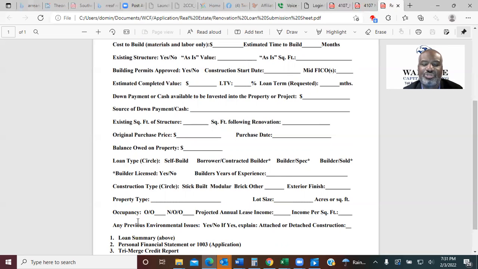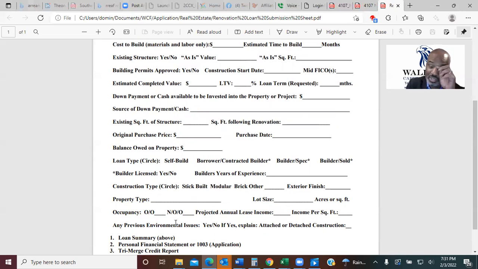And projected annual lease income. So non-owner occupied, you can rent it out. On a monthly basis, so you say you're gonna rent it out for $1,000 a month. Well, $1,000 times 12 is $12,000, right? So that is projected lease income, and then income per square foot. So you basically just divide by the square footage of the property to get the income per square foot.